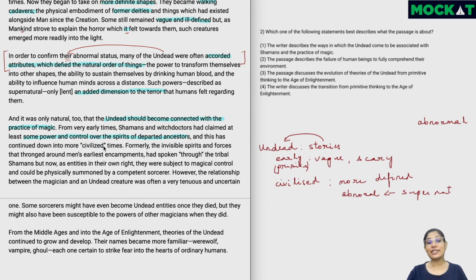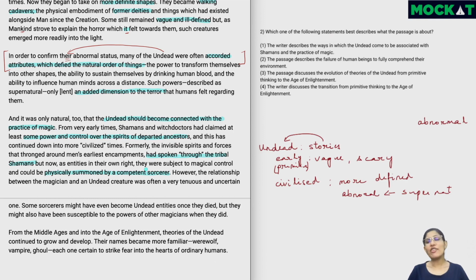Here the author is putting "civilized" into quotes to help us understand that even now this fear of the undead, or people saying that they have some power or control, is still there. So essentially we are not really as civilized as we think we are, or we're not that different from ancient humans. Formerly, the invisible spirits and forces that thronged around men's earliest encampments had spoken through the tribal shamans. So initially, these invisible spirits and forces used to speak through these shamans or magicians who said at least that they were able to control them.